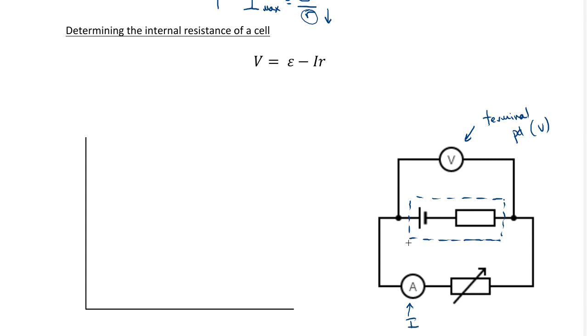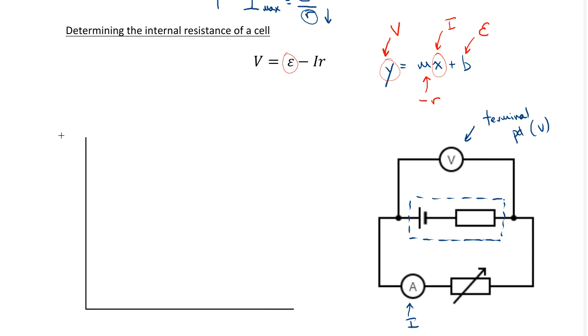Now, using this equation, notice that this is in the form y is equal to mx plus b, our equation for a straight line, where y is equal to V, our terminal potential difference, b is equal to our EMF, this is b over here, x is our current, and our slope, therefore, is negative r. What that means is, if you change the current, and you measure the potential difference, you can generate a series of points that will lie along a straight line and give you the EMF as well as the value of the internal resistance.